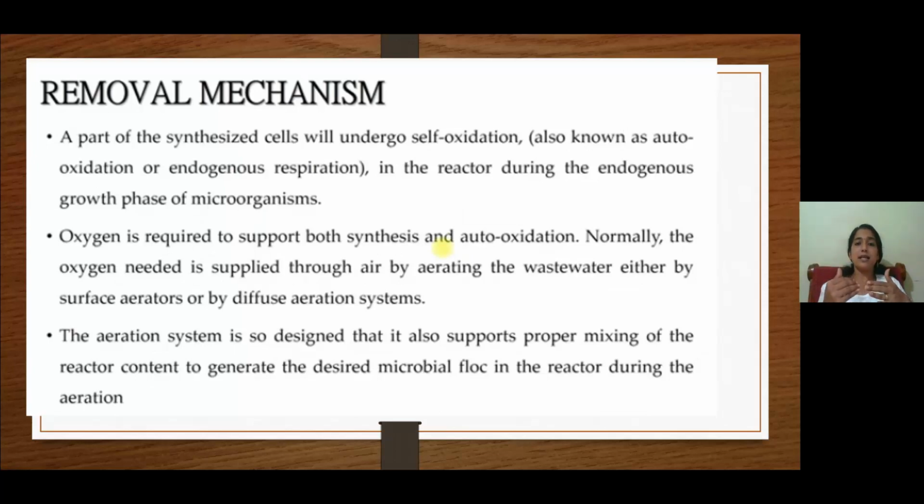Then part of the synthesized cells, that is the new cells, will undergo self-oxidation, also known as auto-oxidation or endogenous respiration, in the reactor during the endogenous growth phase of microorganisms. Oxygen is required to support both synthesis and auto-oxidation. Normally, the oxygen needed is supplied through air by aerating the wastewater, either by surface aerators or by diffused aeration systems. The aeration system is designed so that it also supports proper mixing of the raw wastewater with the activated sludge recirculated into the aeration tank or the primary sedimentation tank.